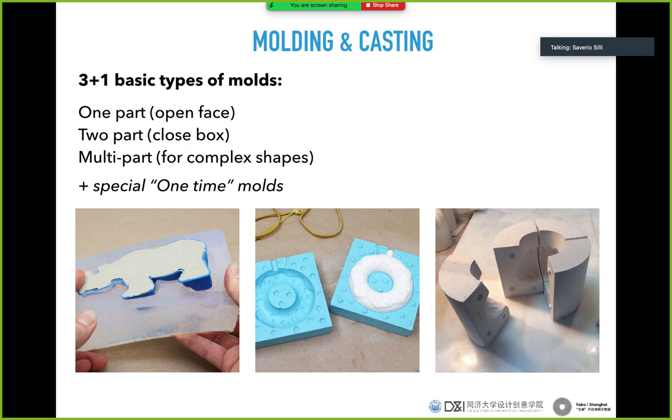For any kind of molding and casting, I will show you now 3+1 basic types of mold. The first one, the simpler one, is a one-part mold. It's also called open face. Then there is the two-part mold, which is called sometimes a closed box. And then a multi-part mold, which is made of more complex shapes. I will also show you a special one-time mold that you can only use once.